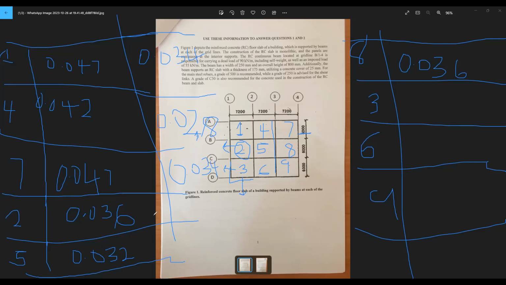Then let's go to panel 2. Under panel 2, we said it's one short edge discontinuous, and under one short edge discontinuous, we look for positive moment at midspan and we trace it to the long edge. That's the last box horizontally, and we take the value of the positive moment at midspan over there, which is 0.034 as well, 0.034.